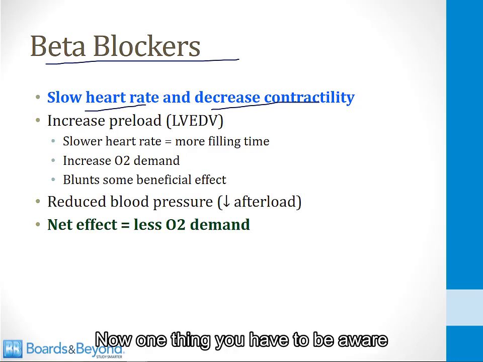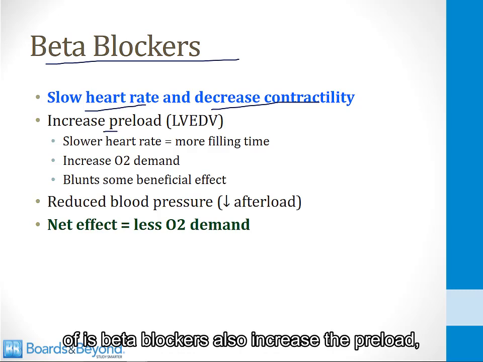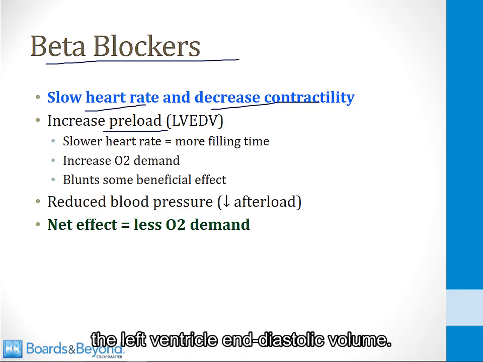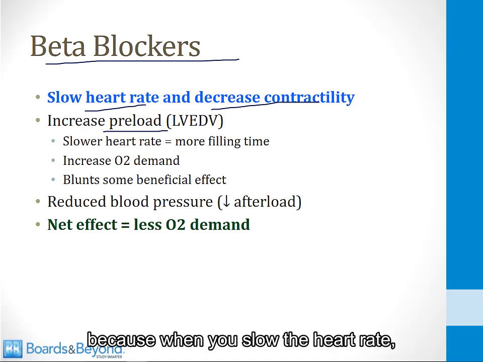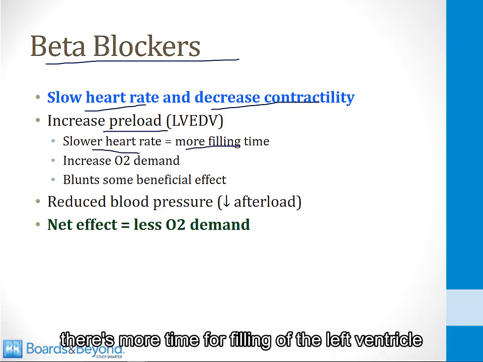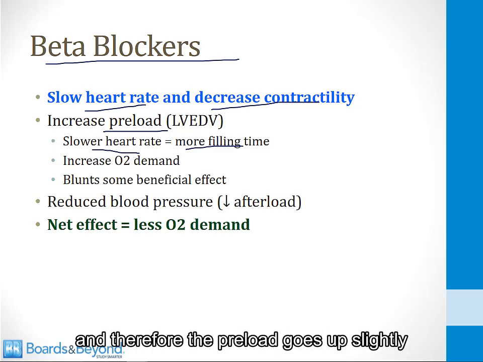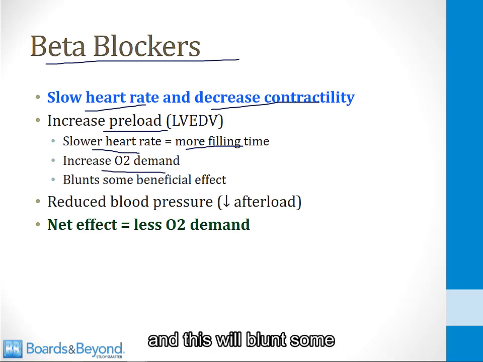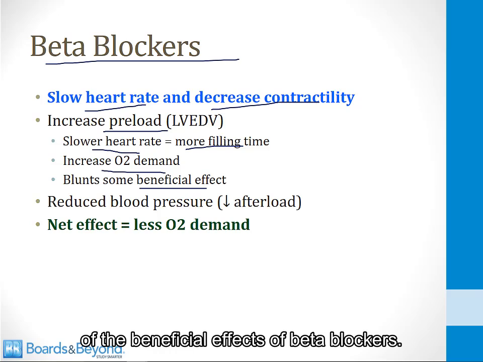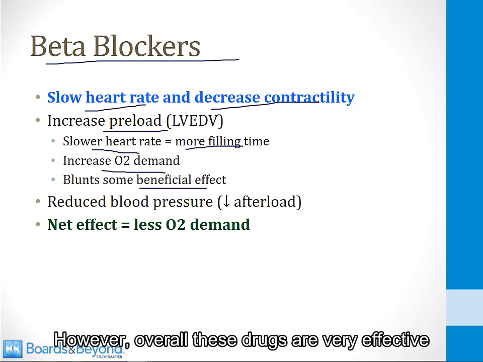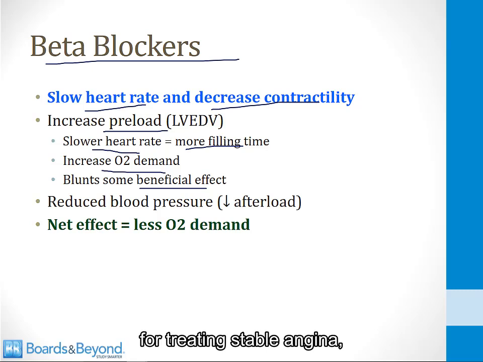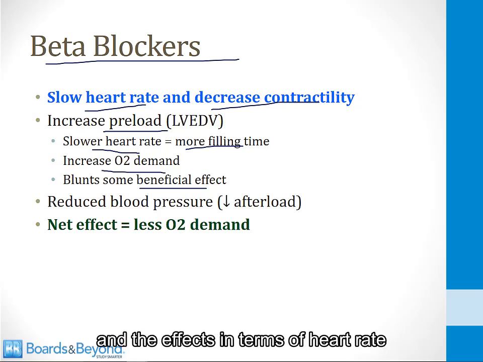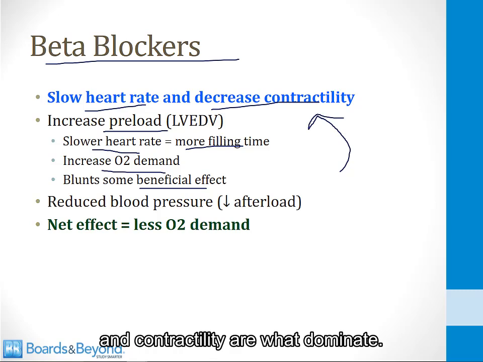Now, one thing you have to be aware of is beta blockers also increase the preload, the left ventricular end diastolic volume. The reason this happens is because when you slow the heart rate, there's more time for filling of the left ventricle, and therefore the preload goes up slightly, and this will increase oxygen demand, which is the opposite of what we want to do for stable angina, and this will blunt some of the beneficial effect of beta blockers. However, overall, these drugs are very effective for treating stable angina, and the effects in terms of heart rate and contractility are what dominate.